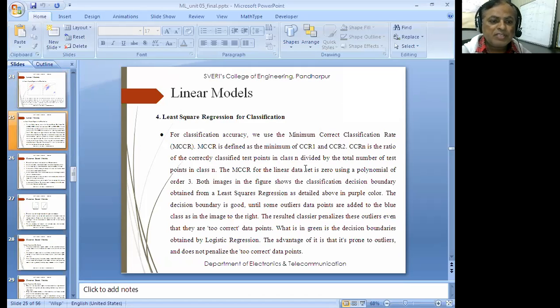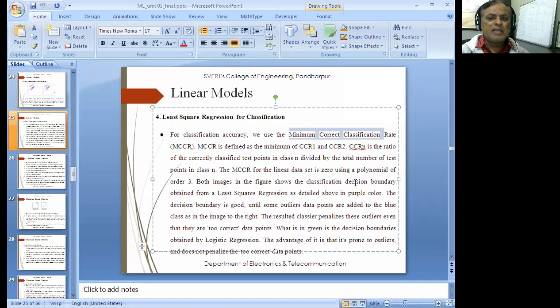So for the classification purpose, if you want to classify, we are going to calculate it with the help of the minimum correct classification rate. So how is it defined? It is defined as the minimum value taken for the correct classification rates R1 and R2. And if we calculate the values up to n, then we have to divide it by the n classes.